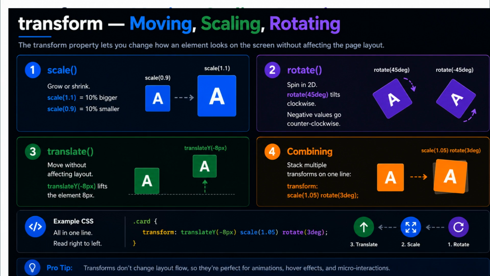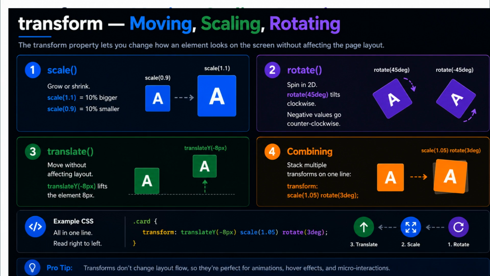the card hasn't moved. Walk through the three functions on screen: scale grows or shrinks, rotate spins in 2D, translate moves without affecting layout. They can be combined on one line: transform: scale(1.05) rotate(3deg), and that combining is worth demonstrating live if time allows.